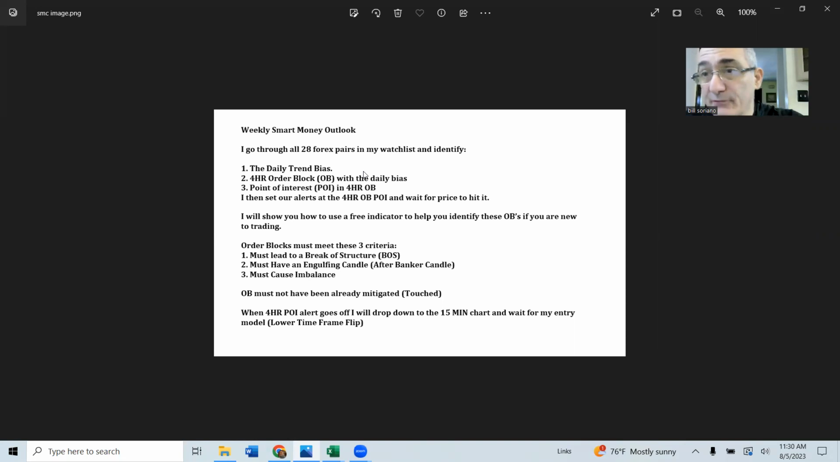I'll show you how to use that free indicator, the Smart Money Concepts Lux Algo indicator. The order blocks must meet 3 criteria. They must lead to a break of structure. They must have an engulfing candle after the banker or institutional candle.